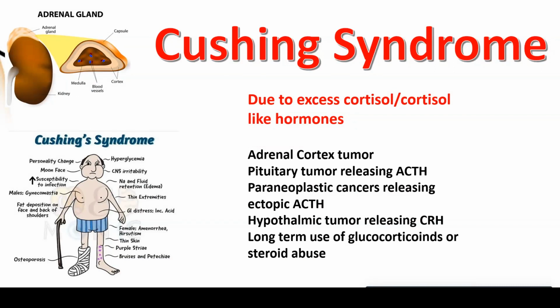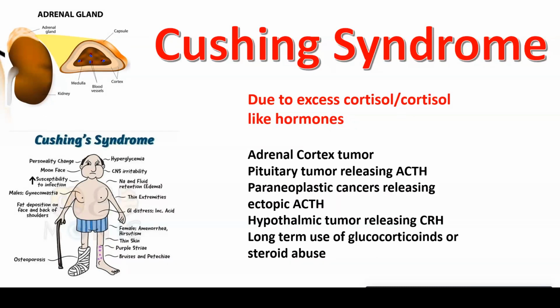It can also be ACTH that is released from elsewhere in your body. For example, paraneoplastic cancers that release ectopic ACTH. Now, what are the examples of paraneoplastic cancers? We have small cell carcinoma of lungs, squamous cell carcinoma of lungs. So yeah, this happens in smokers, by the way. So paraneoplastic cancers can release ectopic ACTH, which can also cause Cushing syndrome.